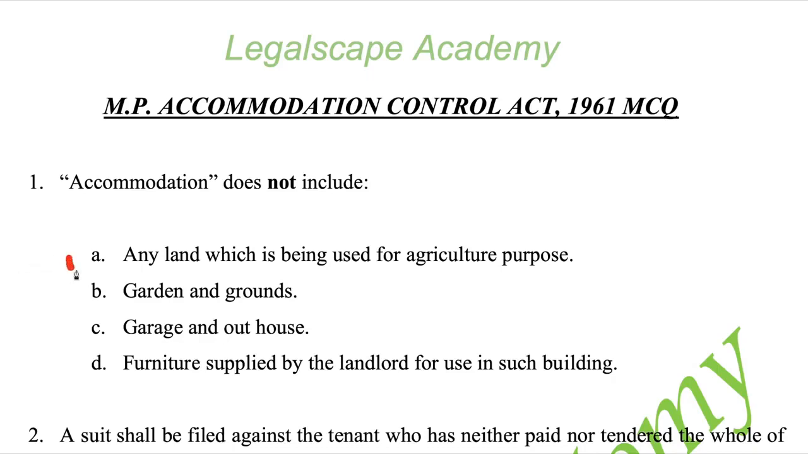Correct answer is A. Accommodation does not include, Section 2A1 specifically prohibits. It says that any land which is not being used for agriculture purpose. The other three conditions are mentioned in section 2. B and C are covered in section 2A2 and the last condition is mentioned in section 2A4.